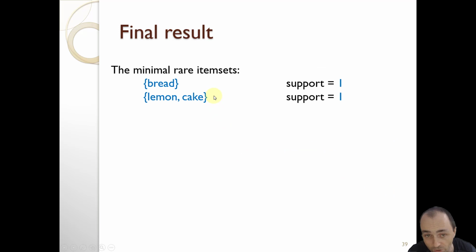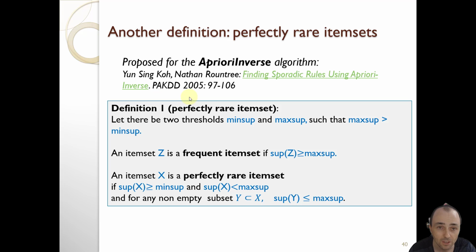So the result is we found these minimal rare item sets. There are only 2, as I showed you before on the picture. So that was about the minimal rare item sets. Now I want to show you another definition. Actually, there are several definitions. I want to show you another.